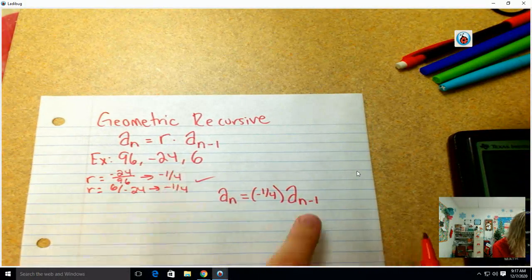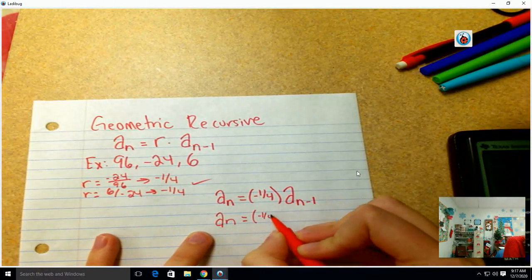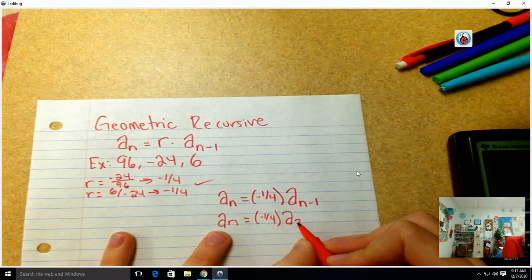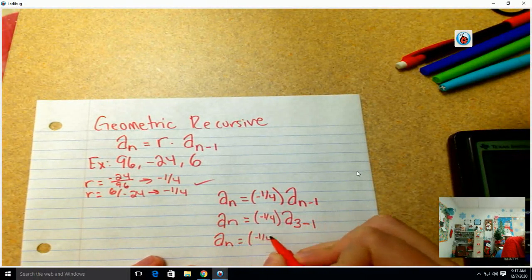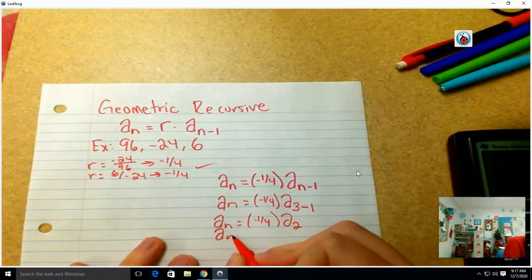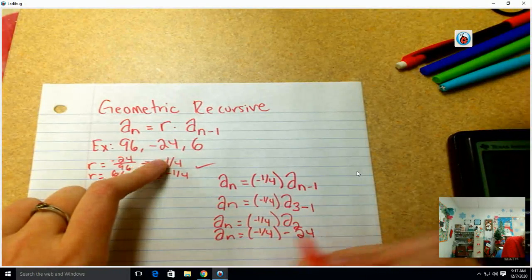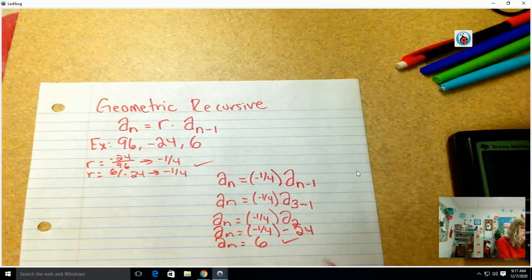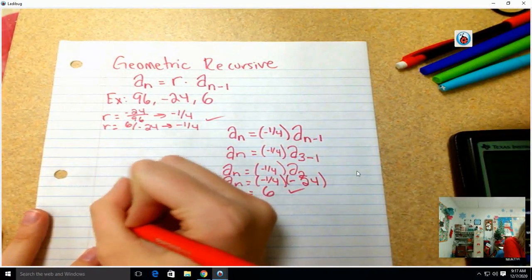So for instance, if I wanted to find the third term of this, it's going to be a sub n equals negative 1/4 times a. I want to find the third term, so 3 minus 1. So a sub 3 is going to give me negative 1/4 times the second term, because 3 minus 1 is 2. So a sub 3 is negative 1/4 times my second term, which is negative 24. I'm going to plug that in my calculator, and I am going to get 6. So that means my equation works.